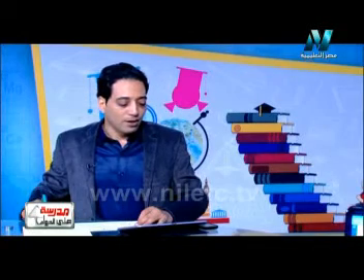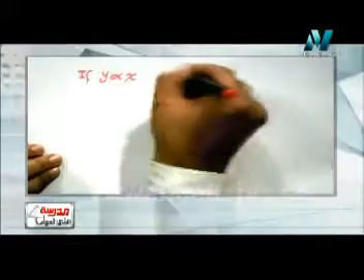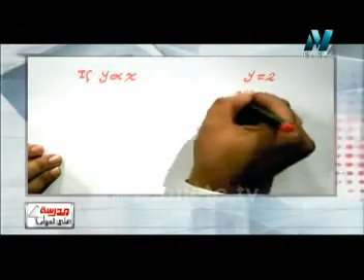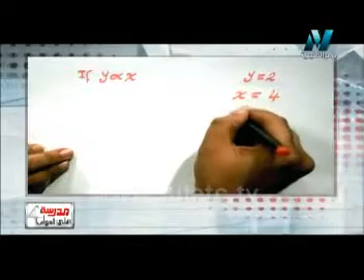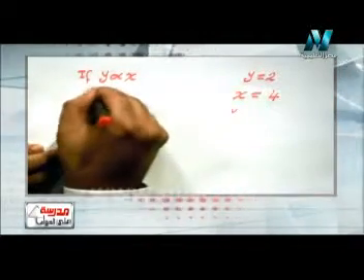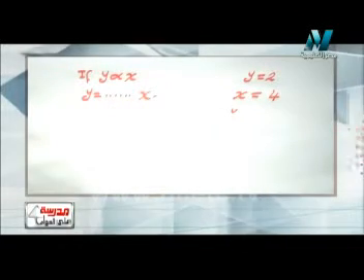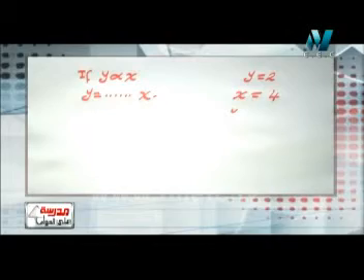If y varies as x and y equals 2 as x equals 4, then y equals what times x? In this question he asks about the constant of variation.